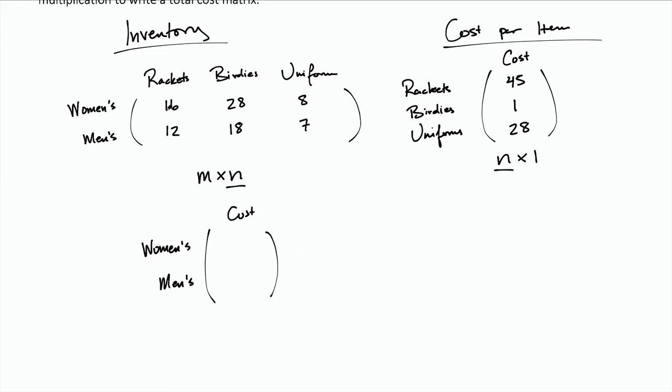Now to multiply, we know how to do that. We're going to take the row and multiply by the column. Okay, we multiply, and I'll do that work here on the side. 16 times 45 plus the 28 times 1, and then plus the 8 times 28. Okay, and then likewise for the second row, multiply by that column, so 12 times 45 plus 18 times 1, and plus 7 times 28.